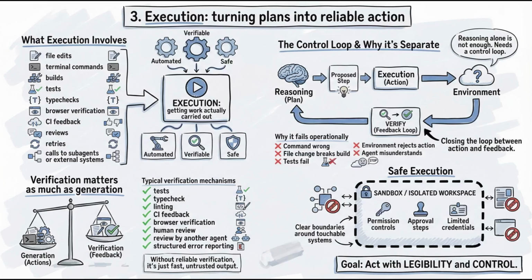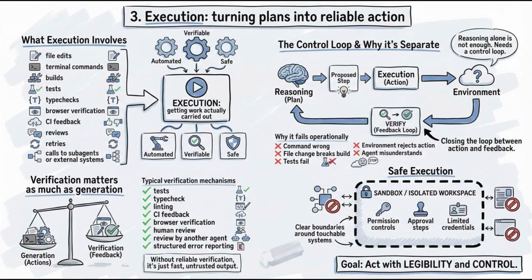Because this process is so complex, reasoning alone just is not enough. The system needs a reliable control loop that can verify whether the work it attempted actually succeeded. You might wonder why execution is treated as a completely separate problem from reasoning. The reality is that an AI model can propose a completely plausible next step, but still fail operationally. For example, the suggested command might be wrong, or a perfectly logical file change might accidentally break the build.